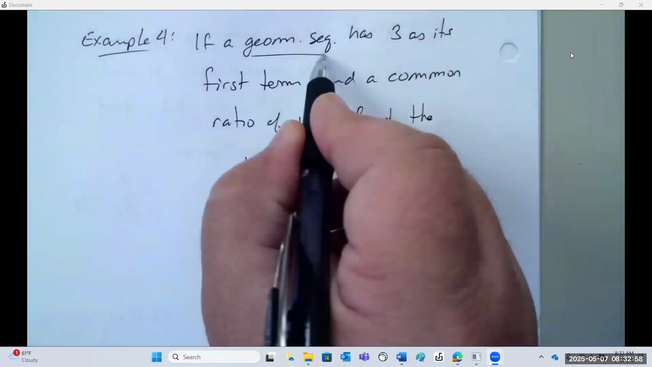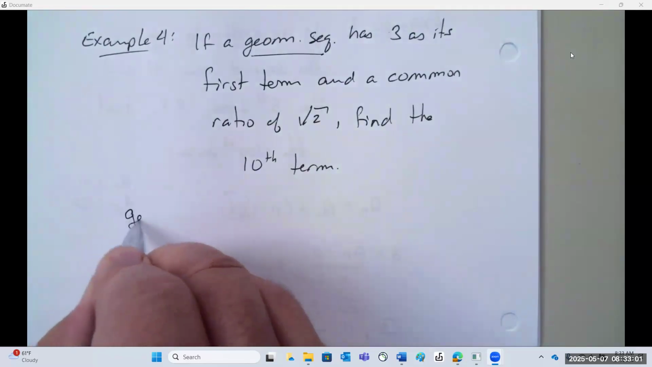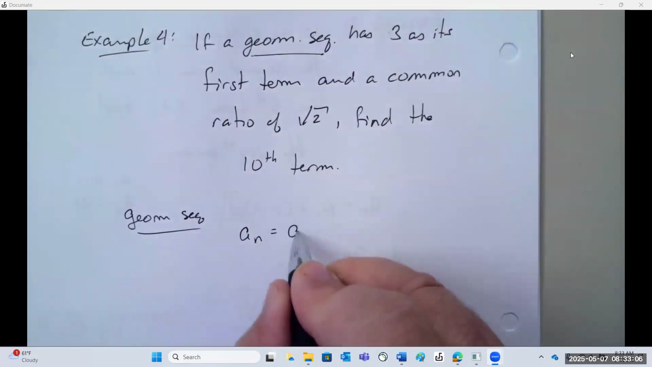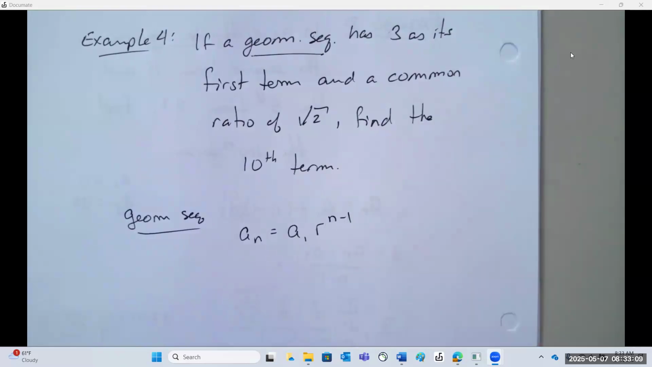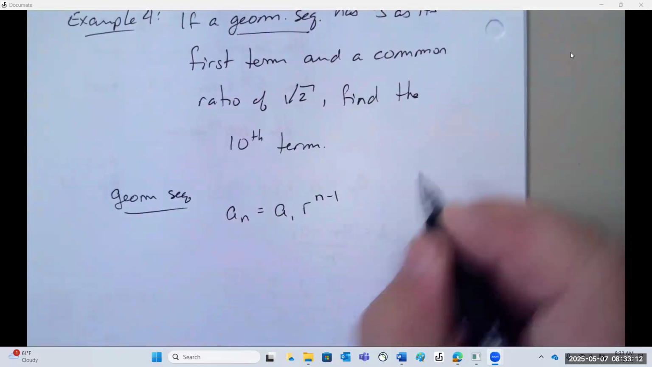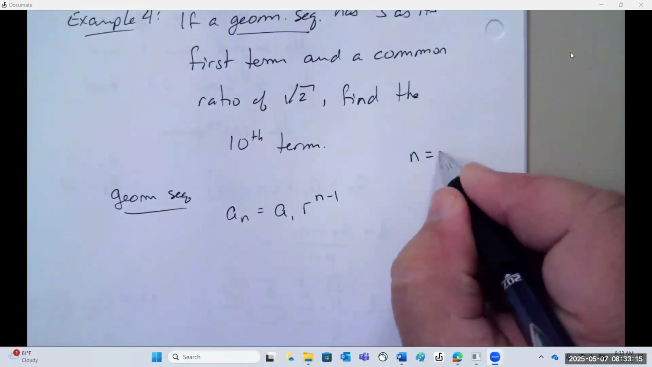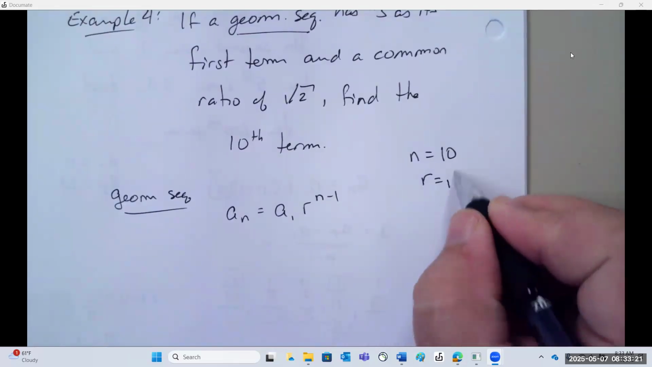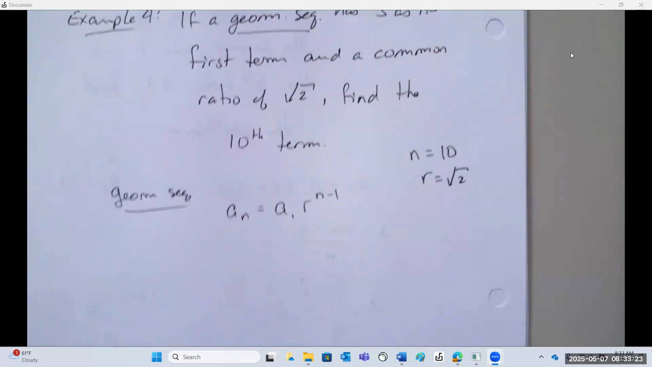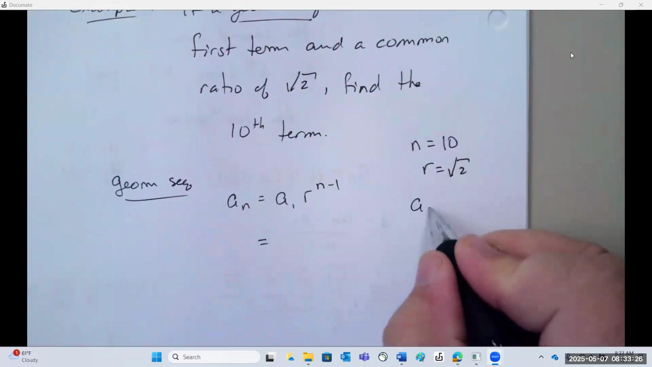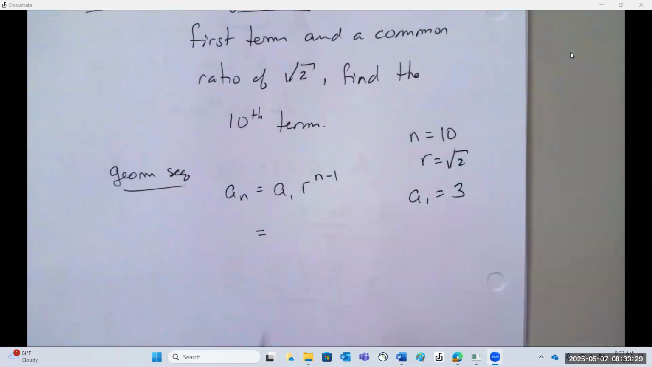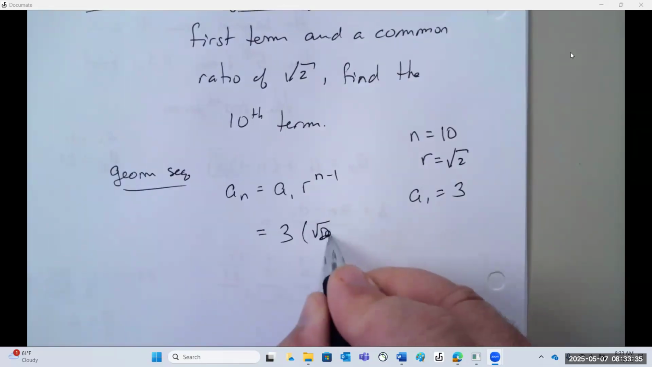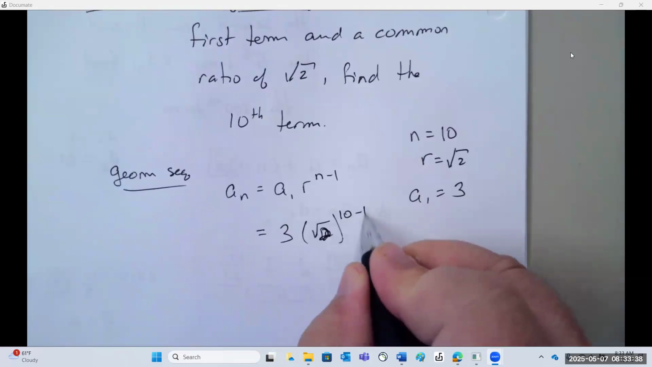So since it's geometric, what's the formula for geometric? Very good. We know what n is. It's 10, the 10th term. R is square root of 2, and A1 is 3. So we know 3 times root 2 to the 10 minus 1.